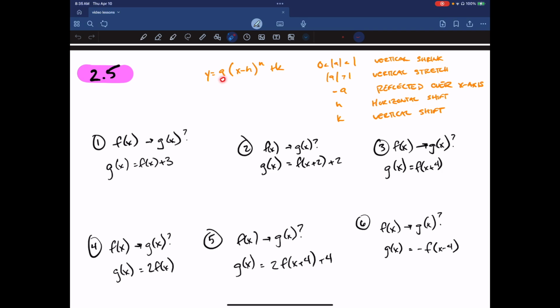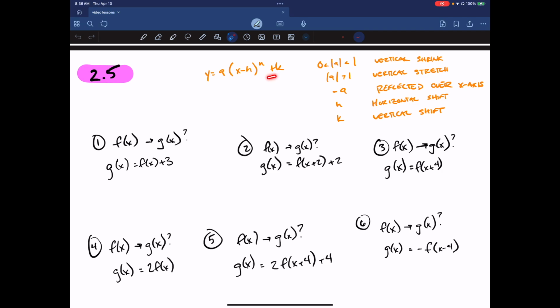But a, if it's positive, great. Then the graph will act like normal. But if it's negative, that means it's going to reflect over the x-axis. So it's going to reflect down. If it's between 0 and 1, then it's a vertical shrink. So if it's a fraction or a decimal between 0 and 1, then it is a vertical shrink. And if it transitions from a positive number to a negative number, the negative doesn't affect the stretch or shrink of the graph. It simply tells you whether it's opening up or down. If the absolute value of a is greater than 1, it's a vertical stretch by whatever that number is. h is a horizontal shift and k is a vertical shift.